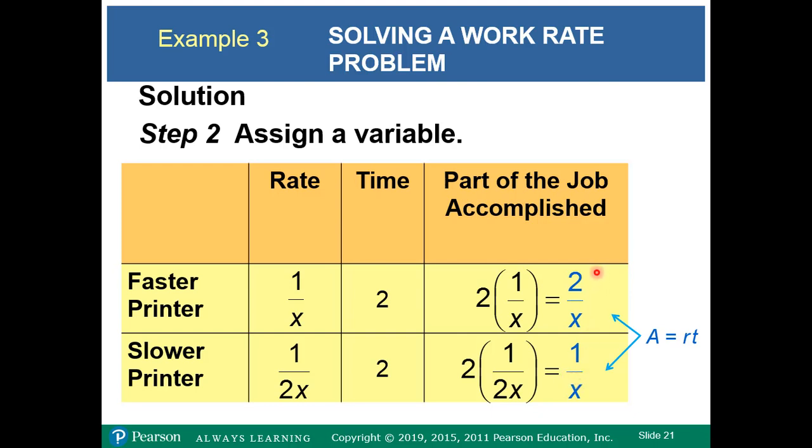This should make sense because the faster printer goes twice as fast. So it makes sense that the amount done by the faster printer will be double that done by the slower printer, right? So this is 2 times 1 over x. Okay, so this should make sense so far. Now remember, what's the goal? We're trying to find how long it would take each printer to do the same job separately.